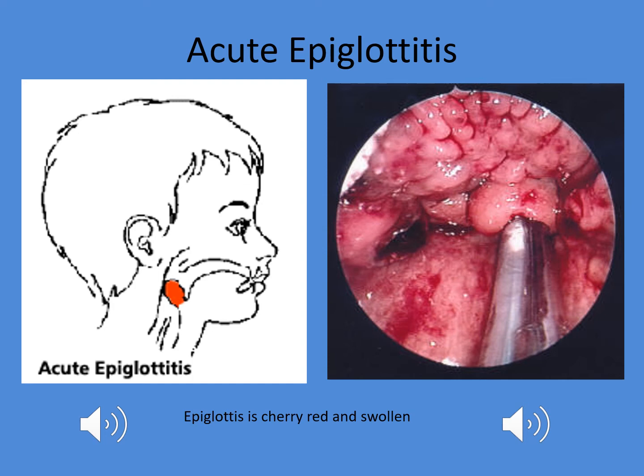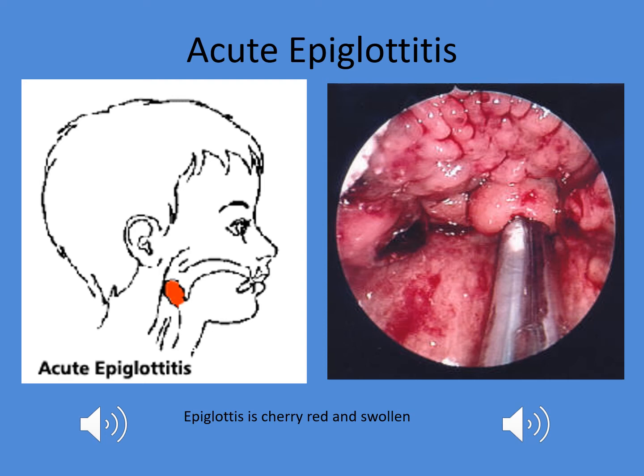If you try to stimulate the gag reflex, the epiglottis is actually seen as a cherry red structure, which is what you can see in the second picture. That's actually an intubation blade that you're seeing, but the structure above it would be that cherry red epiglottis. The problem is when you do try to stimulate the gag reflex, that can actually create a complete obstruction of the epiglottis.